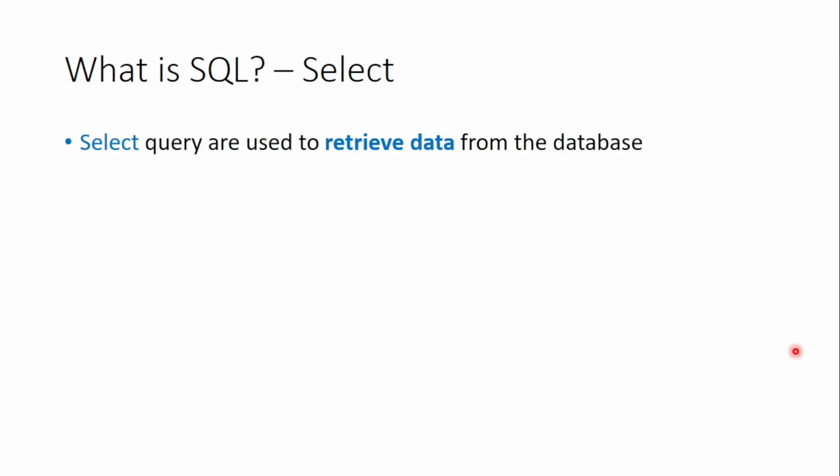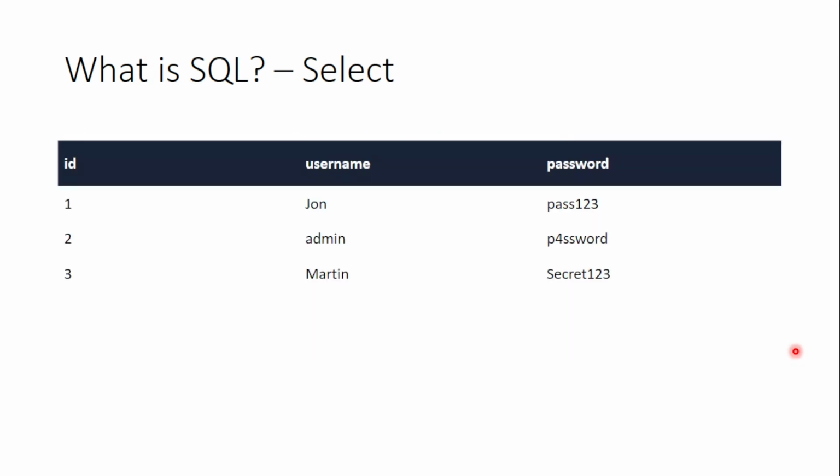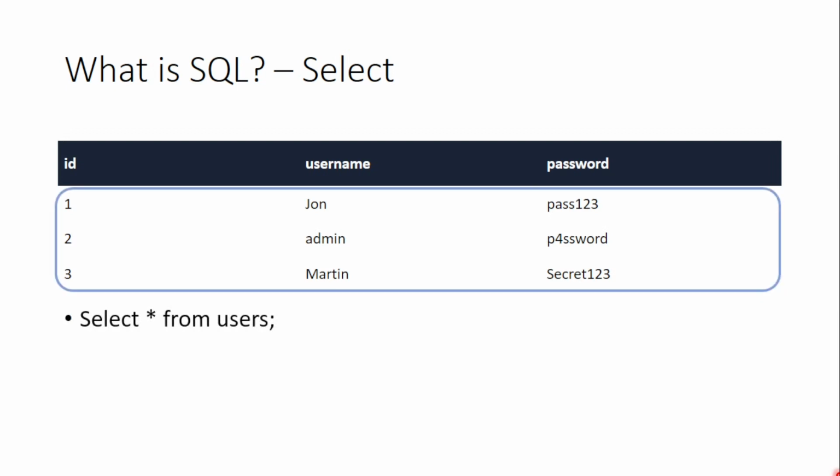It is used to retrieve data from the database. So for example, if you have this table and we want to retrieve all the information in the table, we can use select asterisk from users. And that will give us back this as a result. So the select tells the database that we want to retrieve some data. The asterisk tells the database we want to receive back all columns from the table. And from which table? It's from the table users.